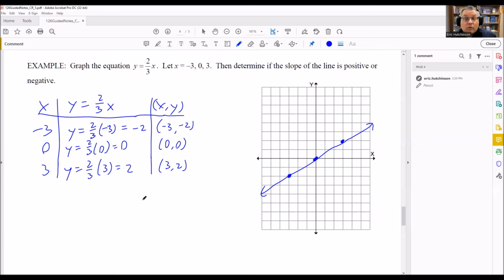So now that we've done that, we need to know whether this is a positive or negative slope. Well, we see it leaning to the right. So as we move from left to right, it's going uphill. Whenever that occurs, that's going to be a positive slope. So we say that the slope is positive.